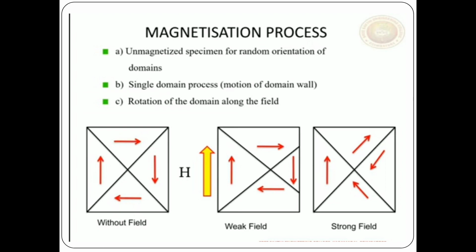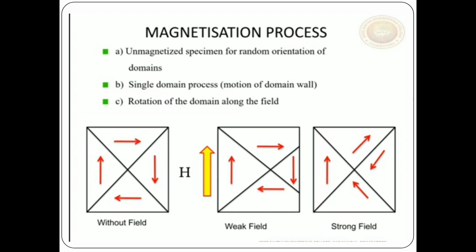So during this process there are three major steps happening. First one is the unmagnetized specimen with random orientation of domains. Second one is the single domain process. Third one is the rotation of domains along the field.